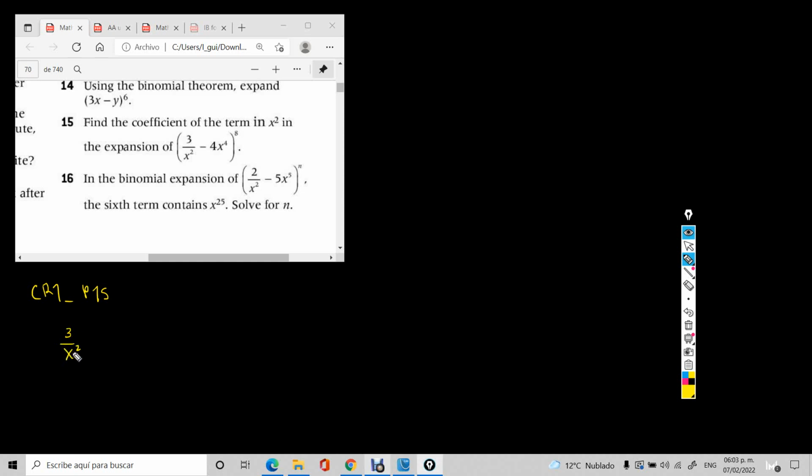So this is the first term in the binomial plus the second term, which should be considered as minus 4x to the 4, like this, and your binomial to the 8. And then you can apply the formula for the binomial theorem.